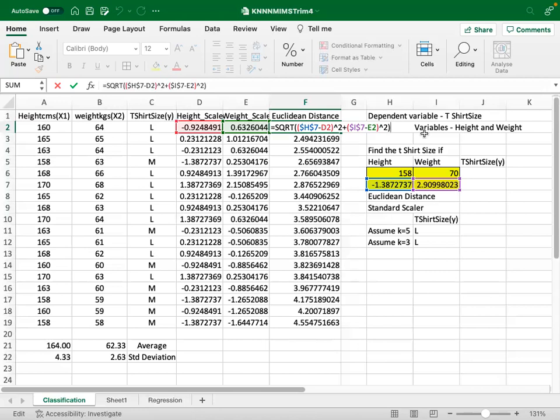So for the first observation, it is square root of (1.387 minus 28 is how much? Height, right?) minus 0.924, whole square, plus (2.90 minus 0.3).